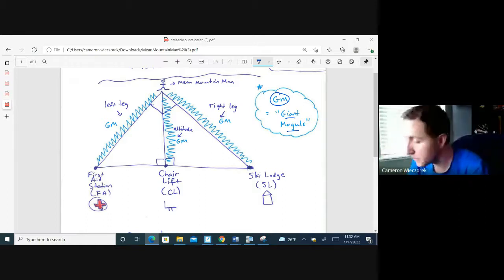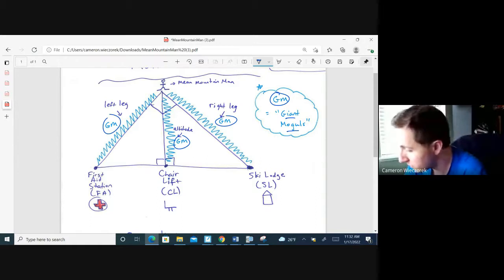So I have three possibilities for where my giant moguls can go. Can go on the left side of the mountain, the right side of the mountain, or the snow can lead you from the chairlift all the way to the top of the mountain. Those are my only three possibilities for the geometric mean. So I'm going to circle that in blue. Now, the Mean Mountain Man at any given time could either be at the bottom of the mountain or the top of the mountain.